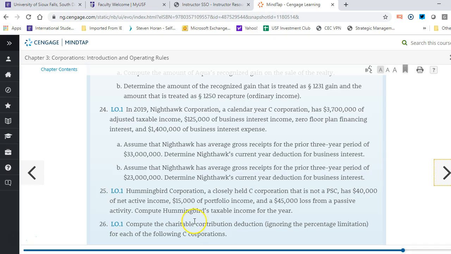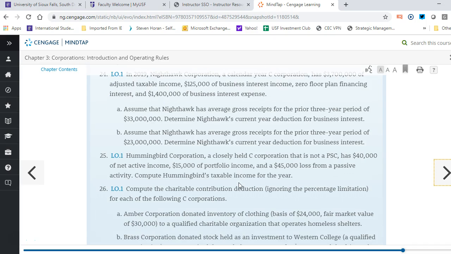Then for Part B, the question here says assume they have average gross receipts of $23 million and determine what the current deduction is. And this is actually just kind of a little rule that we have to be worried about. So in the chapter itself, it mentions that under this scenario, they'd qualify for the small business exception. And that means the small business exception is that average gross receipts for the last 3 years are $26 million or less. And then there is no limitation on interest expense. So they can take the full deduction. So because it's under $26 million for the last 3 years average, they can take the entire amount. So $26 million is kind of the threshold.